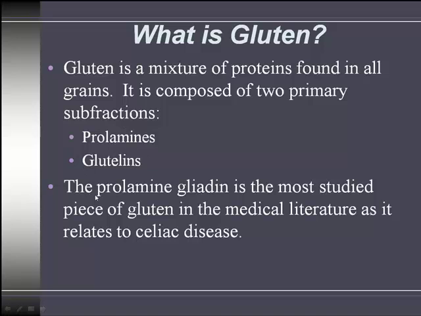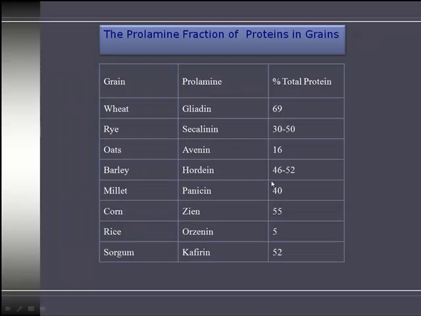Now, as you see here, there's a particular type of prolamine found in wheat, and it is called gliadin. And this is the prolamine or the piece of gluten that is most associated with the development of celiac disease. Now I want to go to this diagram and show you a few things just so you can better understand grain and gluten and how they fit together.